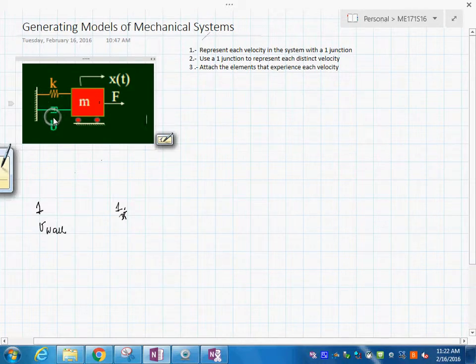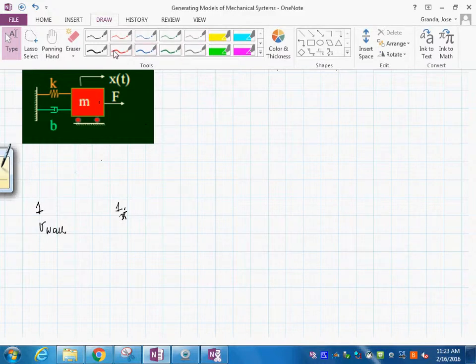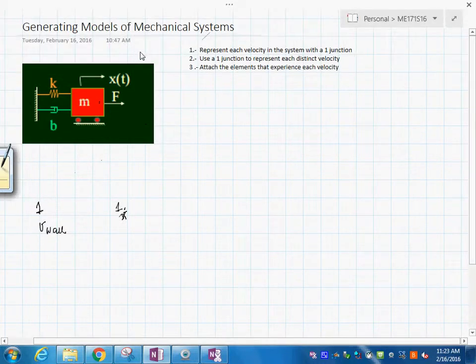I'm just going to use red. So in here, we're going to put source of effort. Yeah, so this would be the value of this F, right? We also know that in here we have SF, which would be the velocity of the wall equal to 0. Saying it doesn't move.